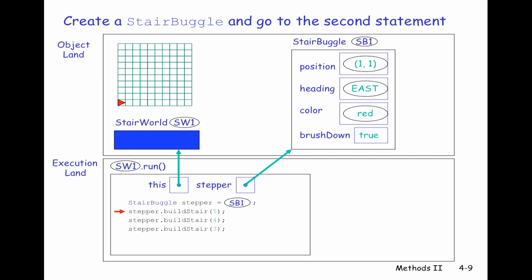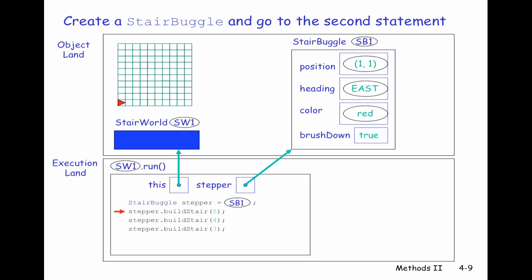And when we perform those three steps, we have created a new stair buggle whose identifier in this case is SB1. The variable stepper has been created. That variable now holds as its value SB1. And notice how the expression has been replaced by the value in object land, which is SB1. And this now says that we know in this local context that the name stepper is just a name for the value SB1 in object land.